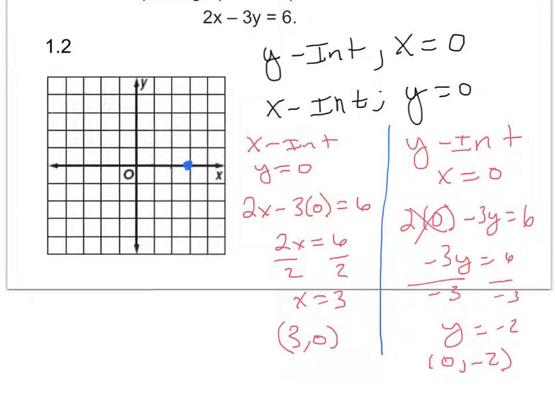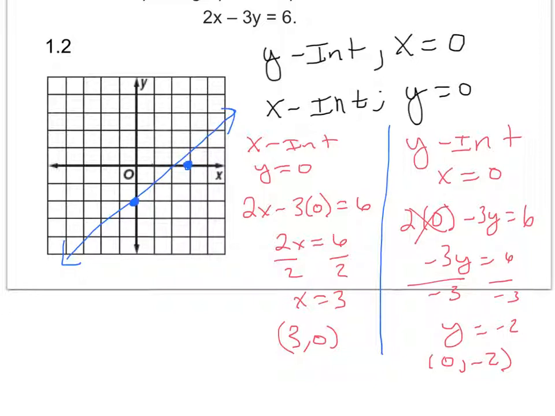I plot that point, and I go 0 for x, so I'm along the y-axis, and I go down 2. 1, 2. I plot the point, and I connect my two dots. And there's my line. And that's how I would graph using intercepts. It's a very easy way to graph a line.